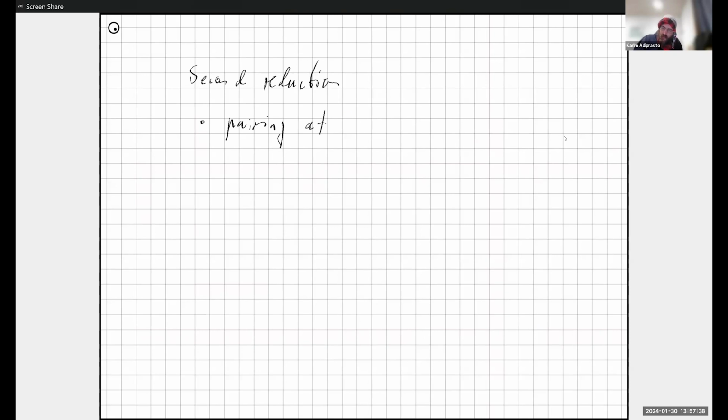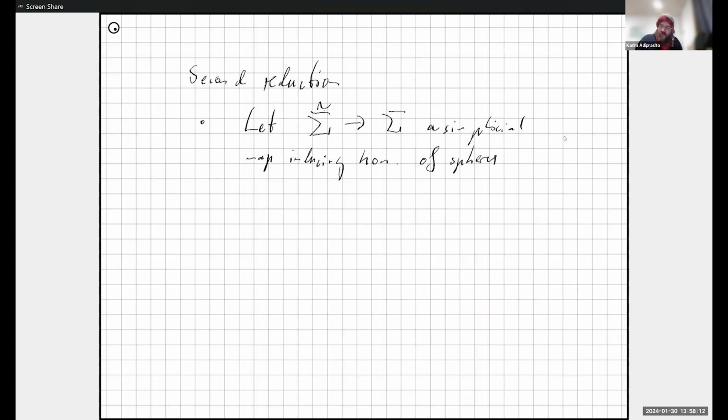Okay, so let me do it the following way. Let sigma tilde to sigma be a simplicial map inducing a homeomorphism of spheres. It's weaker, we don't need a homeomorphism, such that this map psi restricted to delta is the identity.